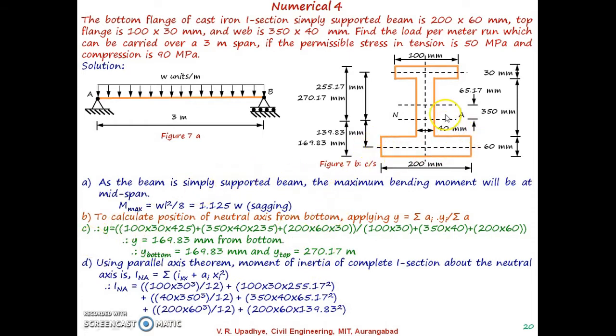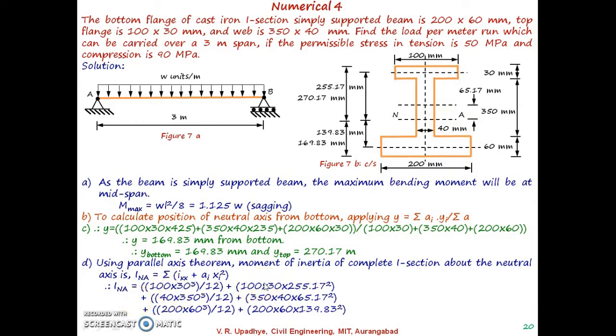Then again we need to calculate the moment of inertia of the third area, that is the bottom flange, about the neutral axis. For that again we write BD cube by 12. Now B is 200 mm and D is 60 mm. So that is written over here, 200 into 60 cube divided by 12, plus area 200 into 60 into the distance between its own centroid and the neutral axis, which was calculated and written earlier. That is 139.83, so square of that. That gives us the moment of inertia of the third rectangle, that is the bottom flange, about the neutral axis by using the parallel axis theorem.